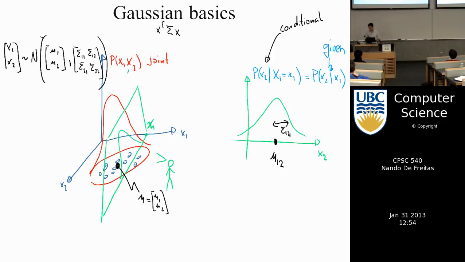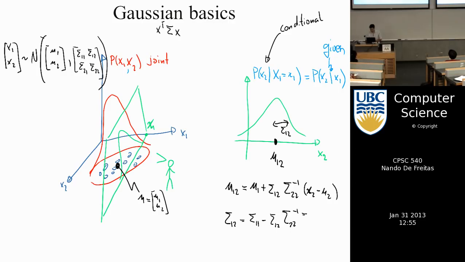That theorem essentially tells us that mu1|2 is equal to mu1 plus sigma1,2 times sigma2,2 inverse times x2 minus mu2, where that x2 is that tilde x2 that we're conditioning on. Okay, so that formula exists. Moreover, there is also a formula that says that sigma1|2 is equal to sigma1,1 minus sigma1,2 times sigma2,2 inverse times sigma2,1.